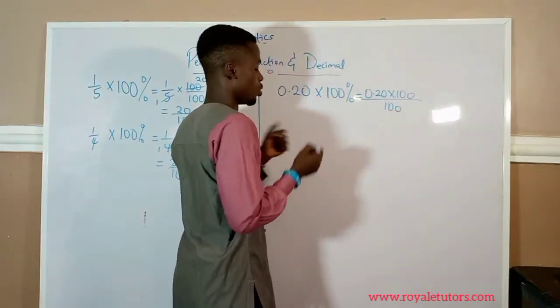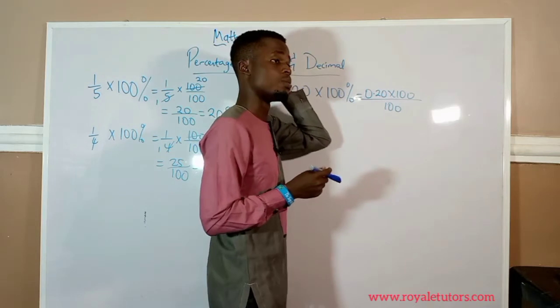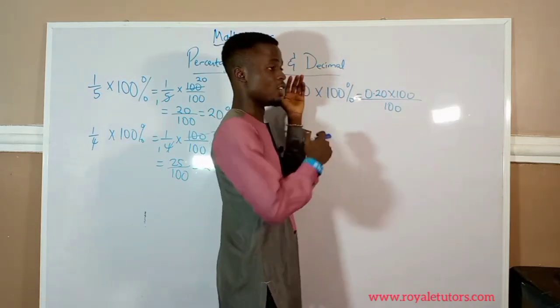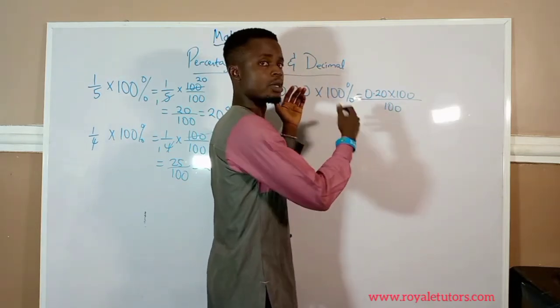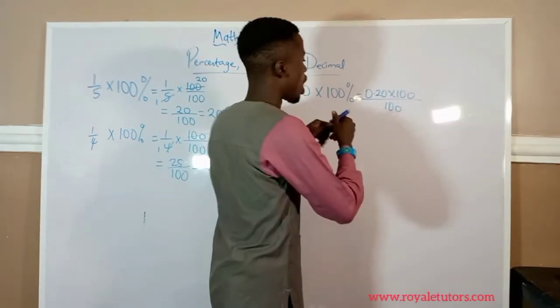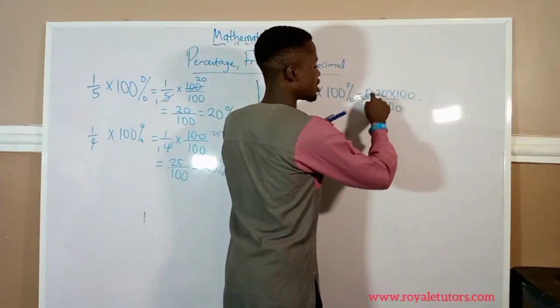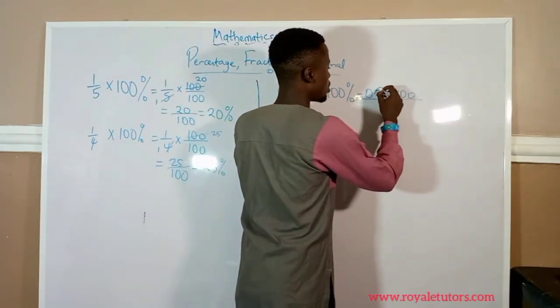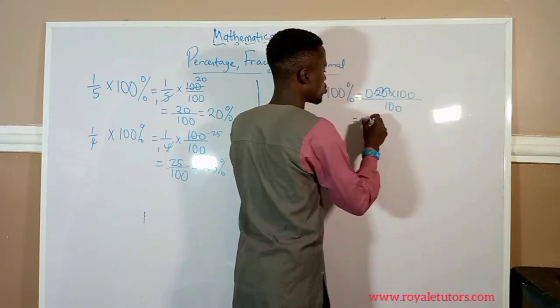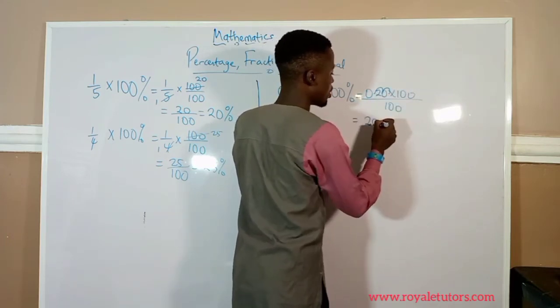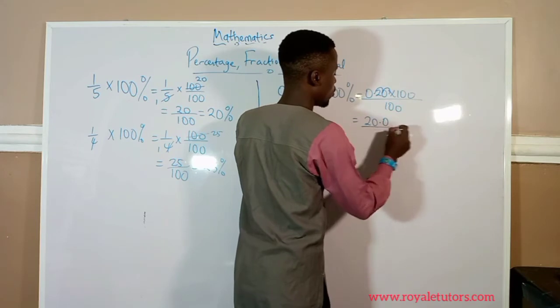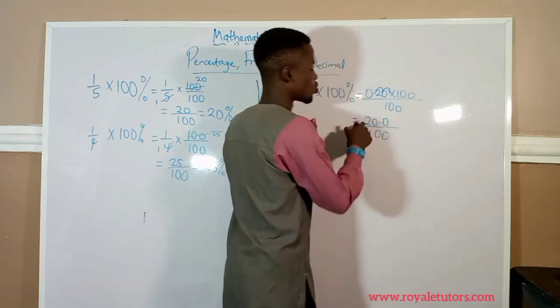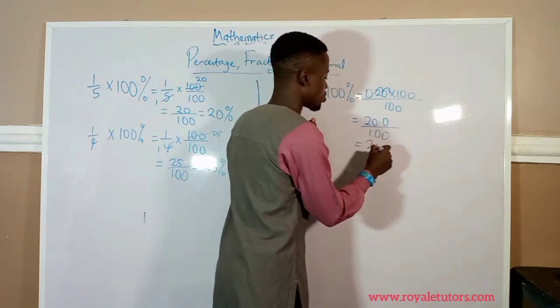So I told you earlier that whenever you are multiplying by powers of 10, you only need to shift the decimal point to the right. So how many zeros do we have here? Two zeros. So we are shifting the decimal point to the right two times. One, two. So we are left with 20. The decimal point is now here. This is telling you that 20 out of 100, which is 20%.